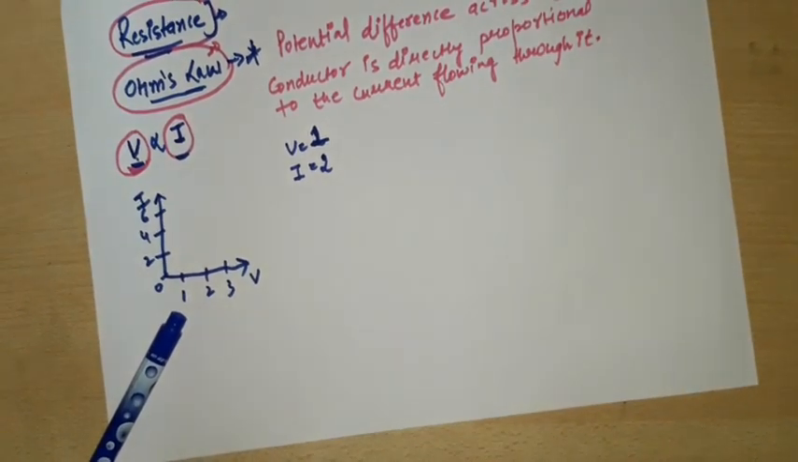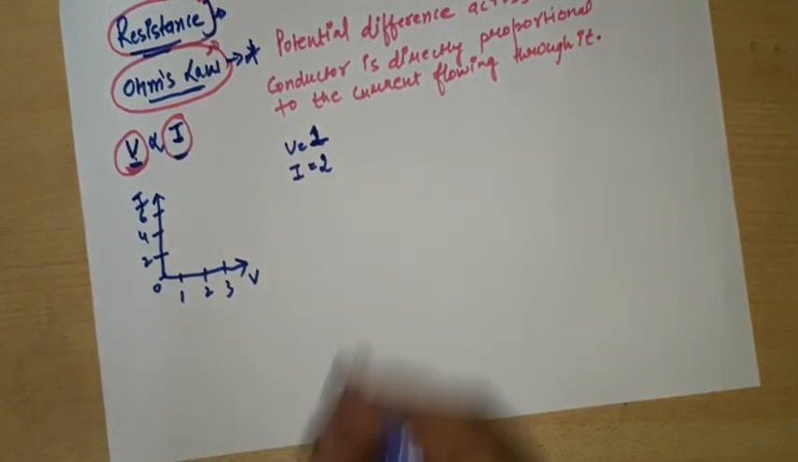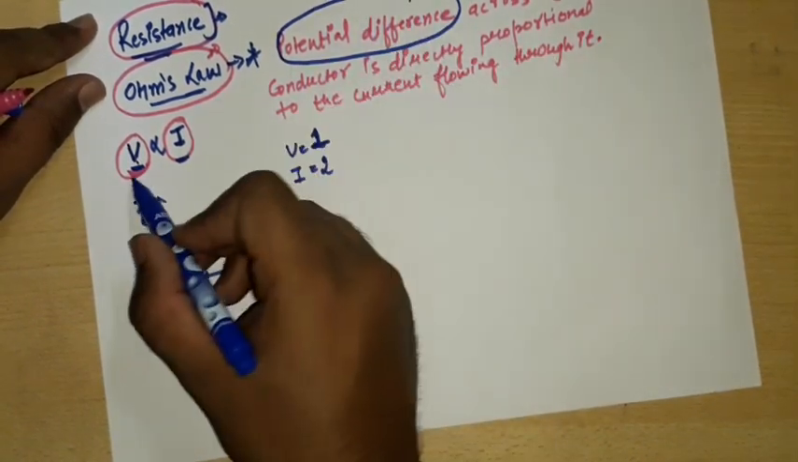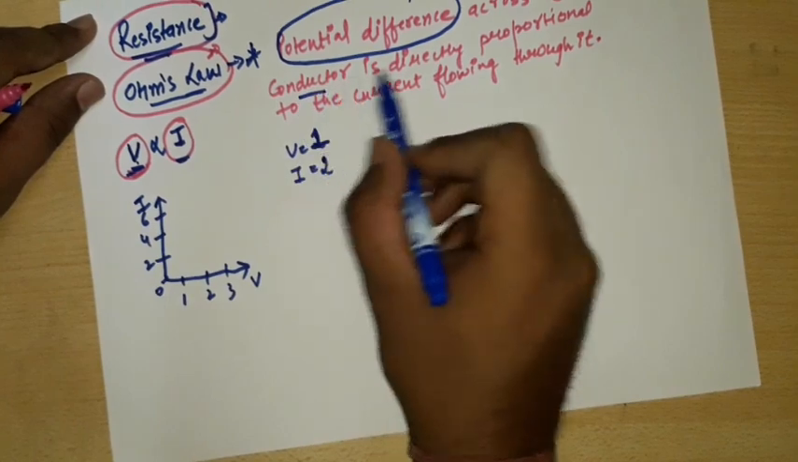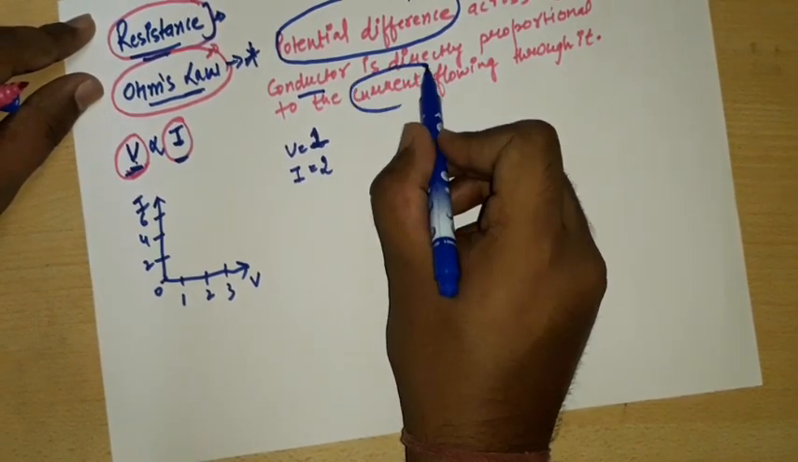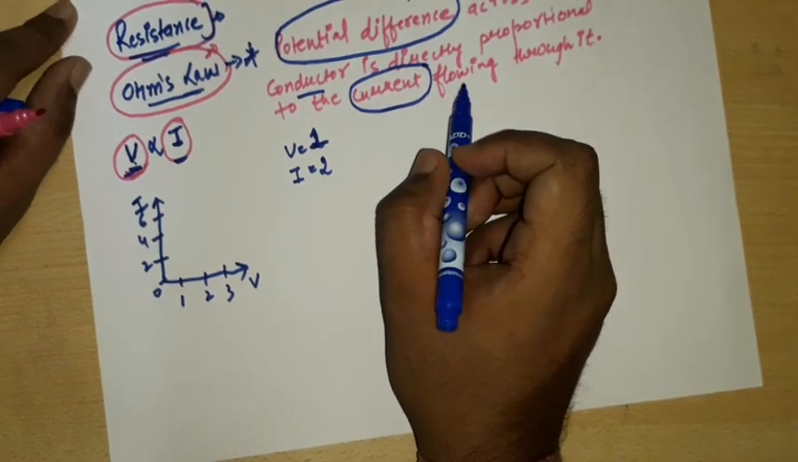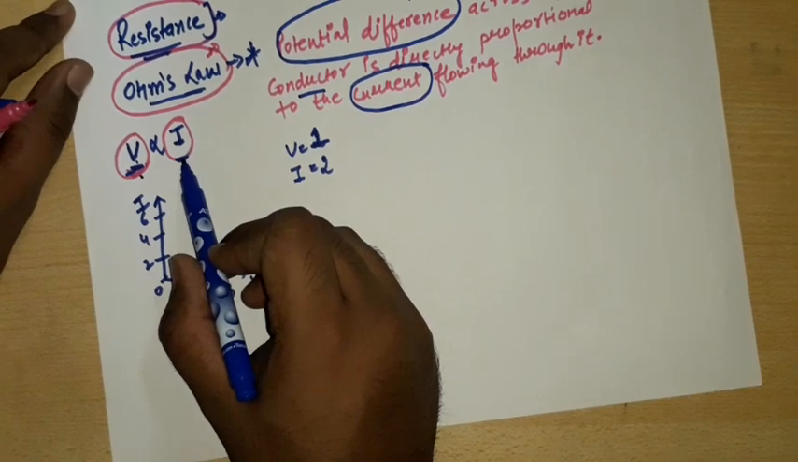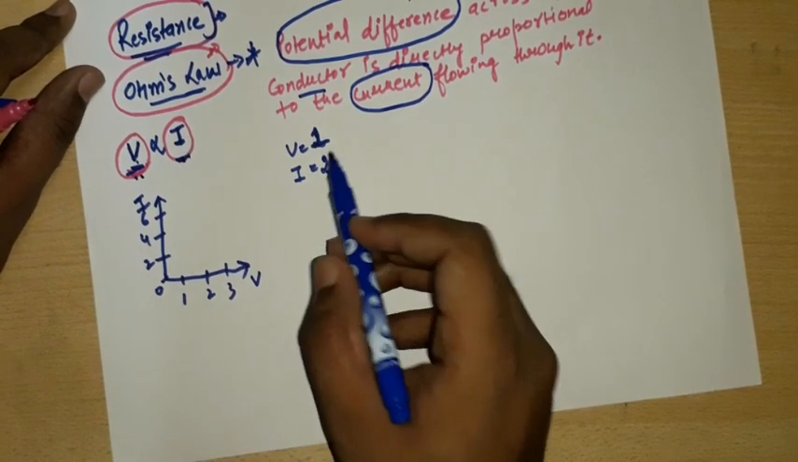A very important thing to note is that the potential difference, this is the potential difference, across any conductor is directly proportional to the current. These two things are to be noted over here. What does that mean? It means that V will change according to I.